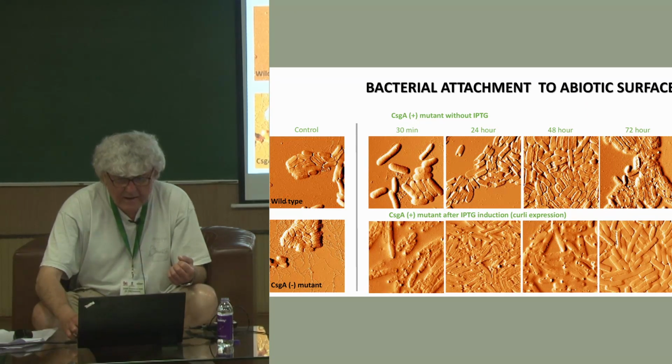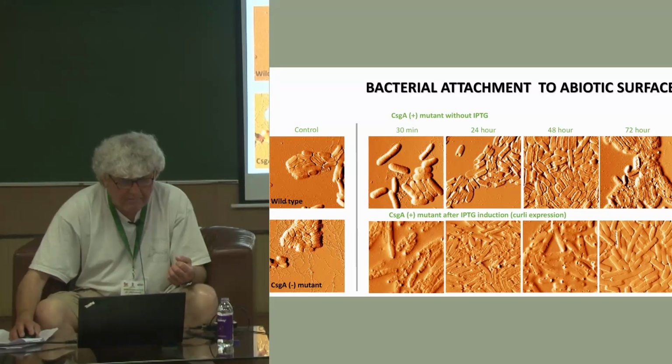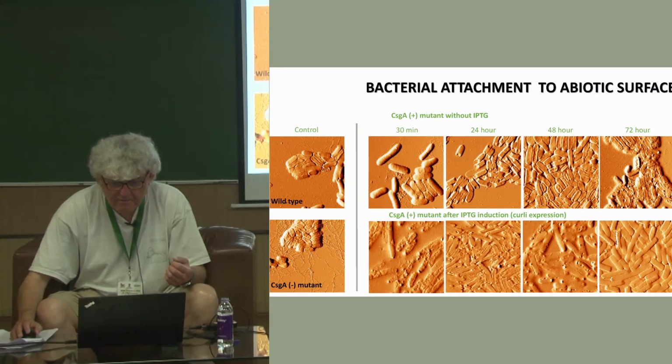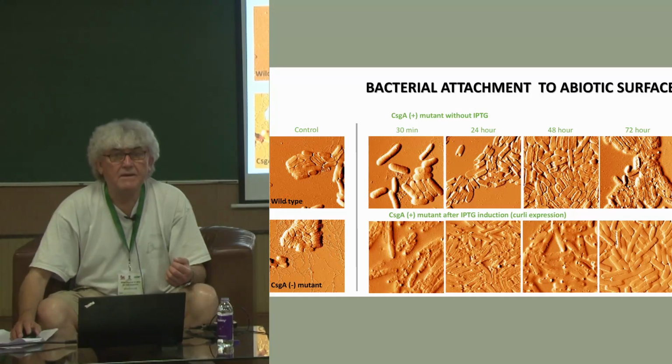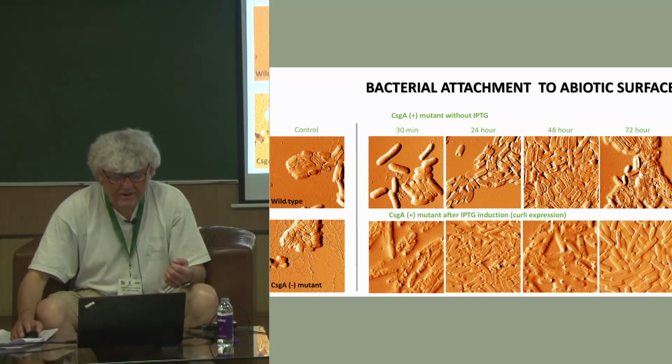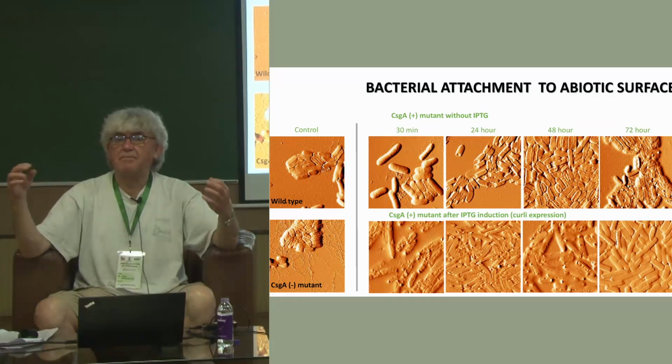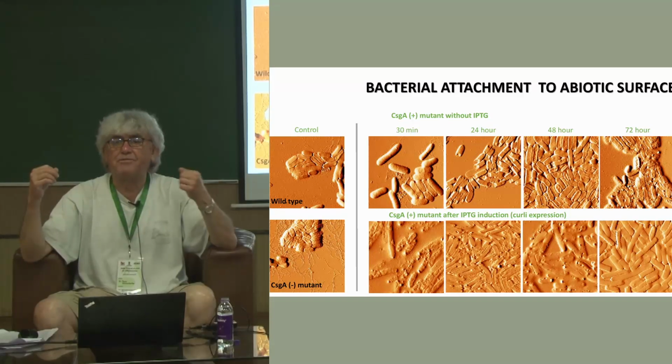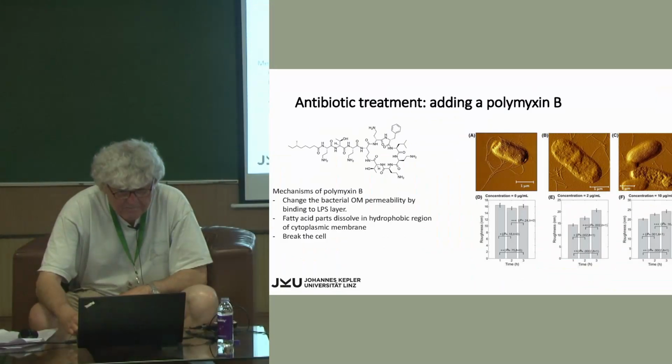And this is then also how the biofilm formation works. You can see here two types: the wild type, and then the CsgA mutant, which overexpresses the curli, and you can follow the formation of the biofilm over time. These images are recorded in a dry environment in this case, but biofilm formation is certainly very attractive to follow with the atomic force microscope.